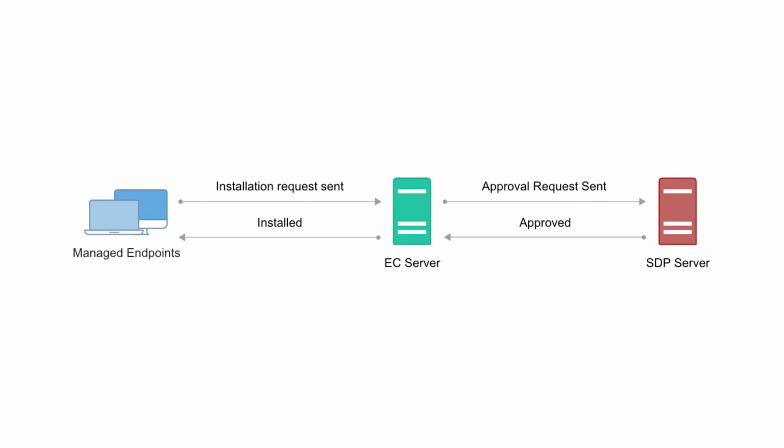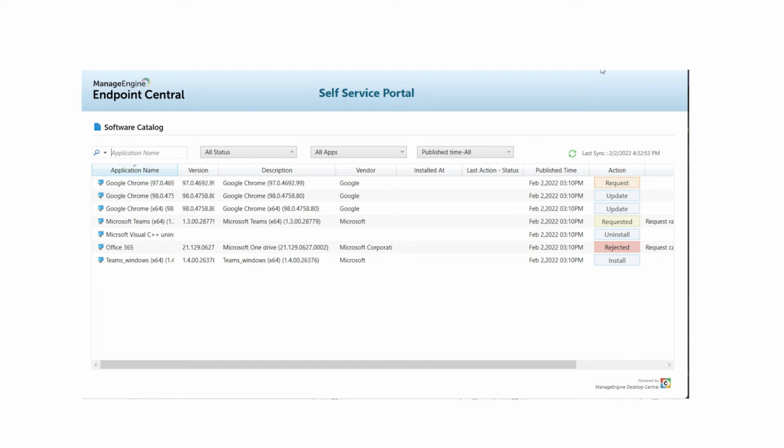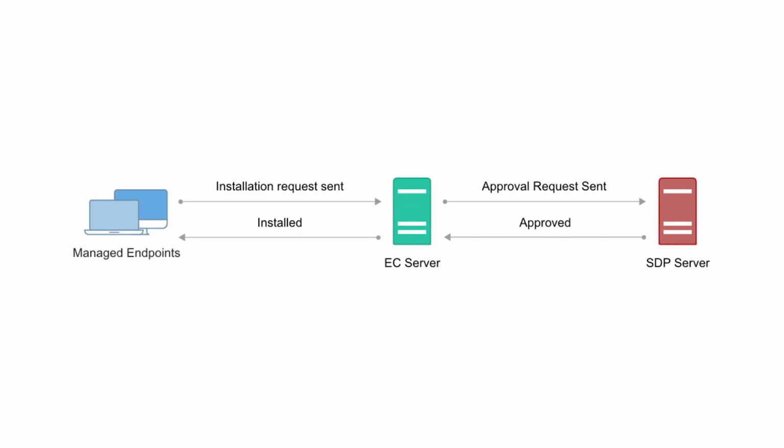But here, when we use this integration method, we can also leverage a request option. So the end user can request an application from the self-service portal. This is how the self-service portal looks. The end user can request it, and once the request has been sent, it will reach our Endpoint Central server. From there, it goes to the service desk server, and from there the administrator will either approve it or deny it.